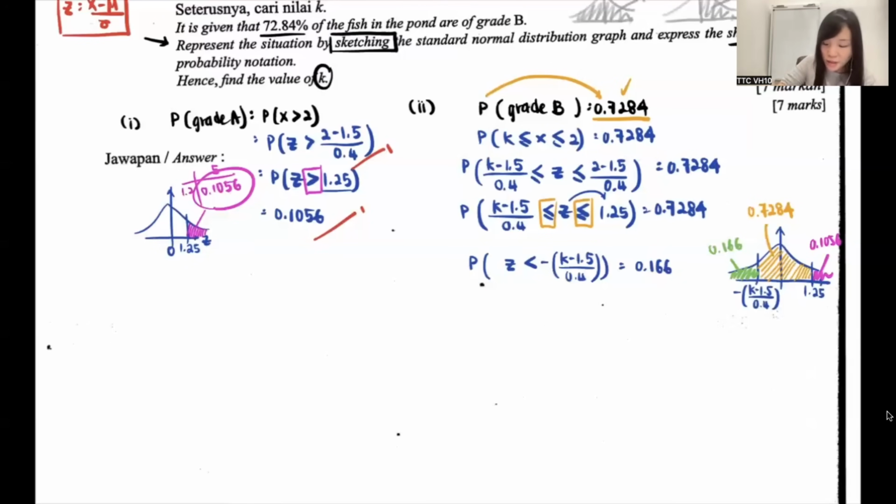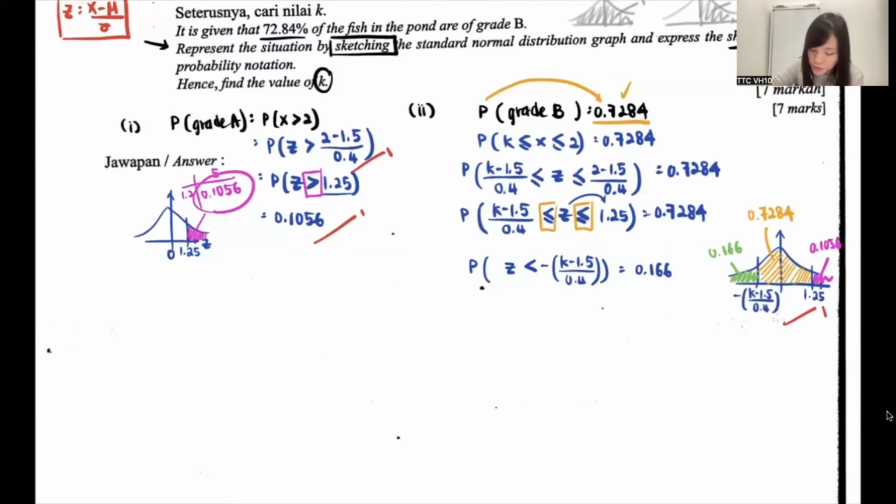You must write this out, because I tell you straight away, this part is worth 5 marks. The drawing is worth 1 mark. Writing this out is worth 1 mark. Changing it to Z is worth 1 mark. Writing out this 0.166 with this working is 1 mark.